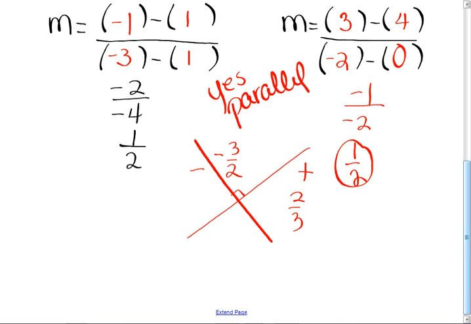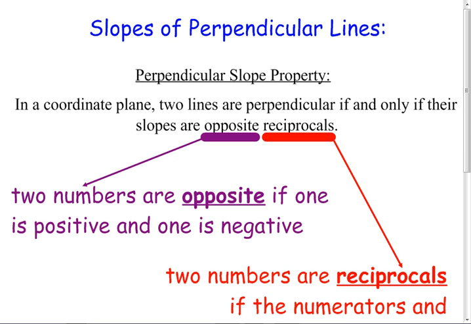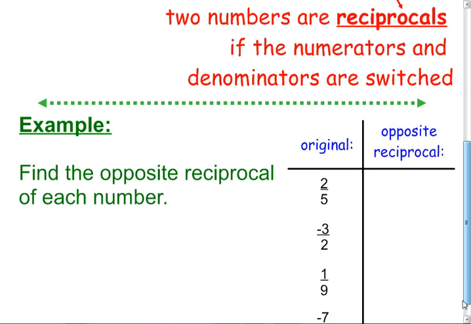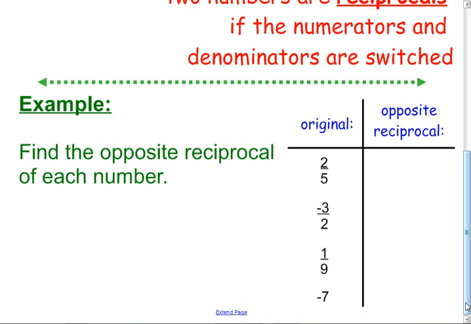Okay, ready? Let's move to the next page. They are opposite reciprocals. Okay, so that's a quick little one.